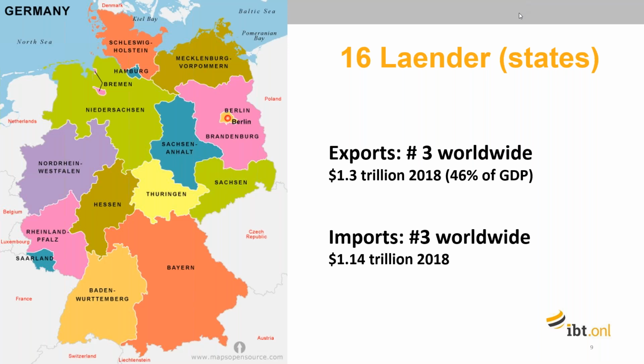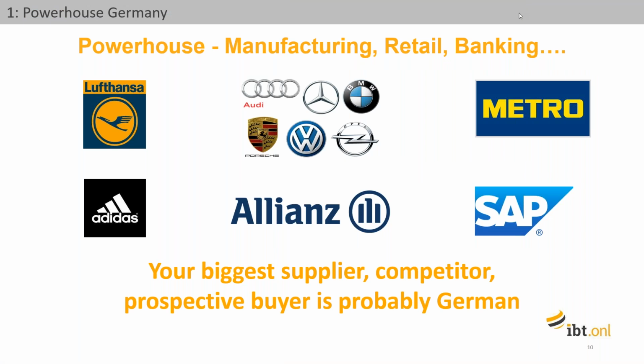We talk about a manufacturing powerhouse, and I just put up a few of these iconic logos from companies that are known throughout the world. Europe's largest IT company, SAP, obviously the car companies, Allianz Insurance, Lufthansa, Adidas. But it's really a powerhouse not only in manufacturing but also in retail, banking, and other things, sports manufacturing, and so on. So it is really large, and it's a powerhouse in all senses of the word.